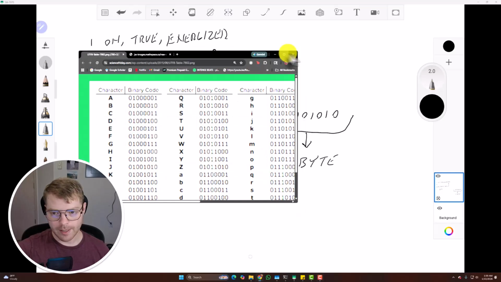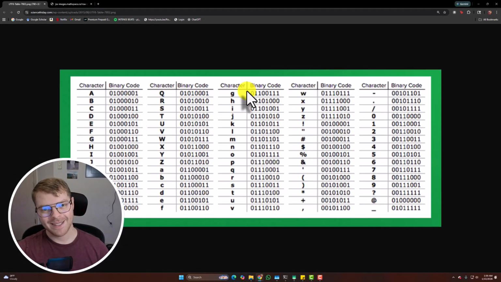So let's open this back up real quick, actually. And if you want to be a superstar, just for fun, why don't you try spelling your name in binary in the comment section? That would be really interesting. So we got our capital letters, and then we have our lowercase letters, and then we have our special characters.